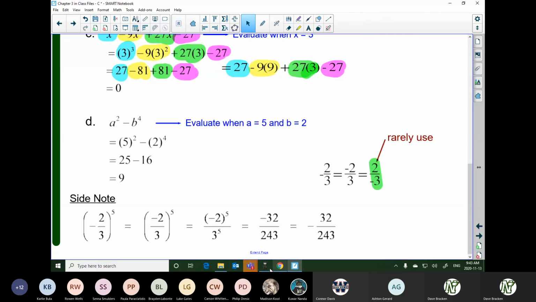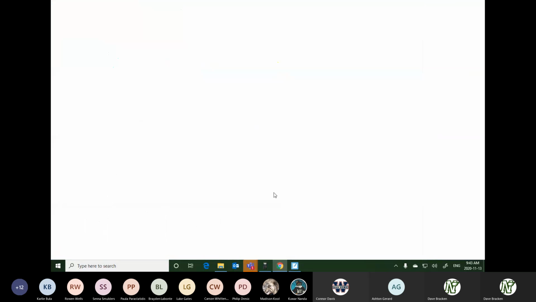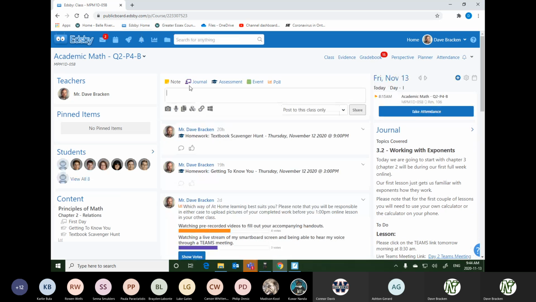Everybody can be doing this. We're going to go to Edsby, and we're going to open up chapter 3. So we'll go to our Edsby page, go to the library, open up our textbook, and open up chapter 3, which is polynomials. Come on. Rowan, I feel your pain. So slow here too. I think all the teachers are teaching right now.